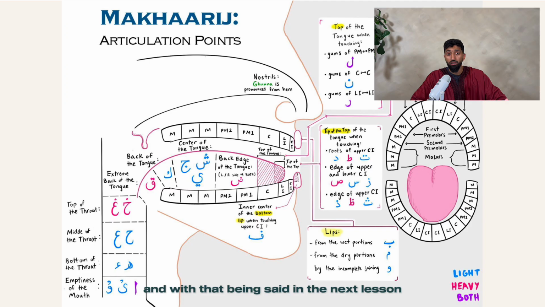And with that being said, in the next lesson, we'll look at different variants on how letters can look. We'll also go a little deeper into the letters that sound very similar to each other and how to pronounce them differently. And then we'll do some practice with harakat.